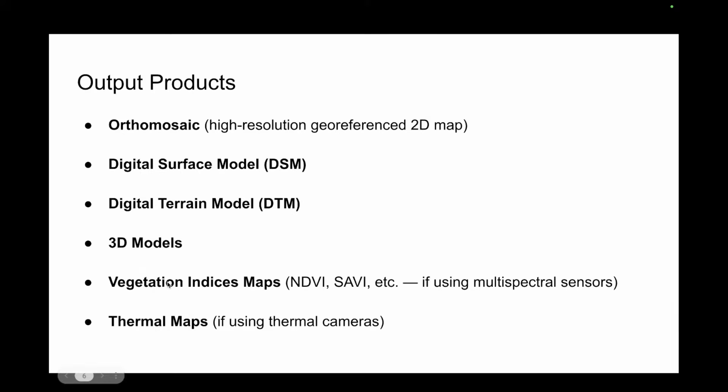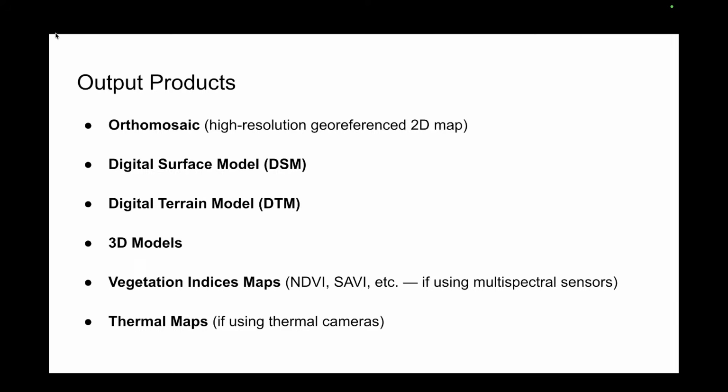And then the output. Basically, when I process drone images, what types of output do I get from here? I create the orthomosaic. Suppose I have drone images. From these drone images I can easily create a high resolution georeferenced 2D map. It's called the orthomosaic. Suppose I just captured the images, I can easily make the orthomosaic. What is the orthomosaic? The orthomosaic is a high resolution georeferenced 2D map.